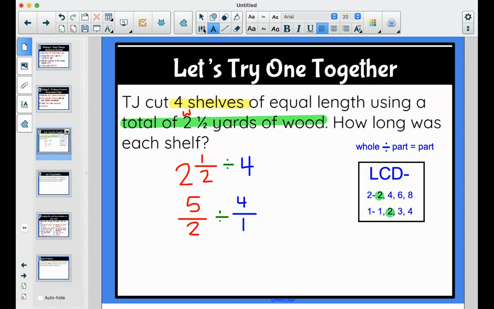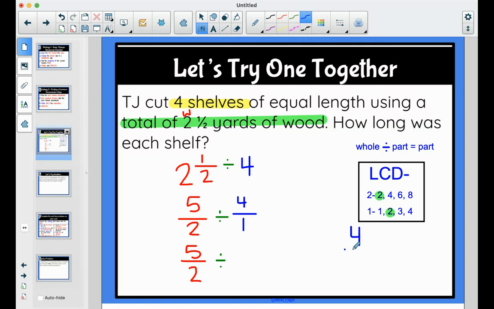So now I need to make sure that I find equivalent fractions with the denominator of 2. 5/2 already has a denominator of 2, so I don't need to change that. I can just bring it down. But 4/1 has a denominator of 1. So I need to change that. So my denominator is 2. 1 times 2 gives me 2. So what I do to the bottom, I have to do the top. 4 times 2 gives me 8. So my equivalent fraction for 4/1 is 8/2.